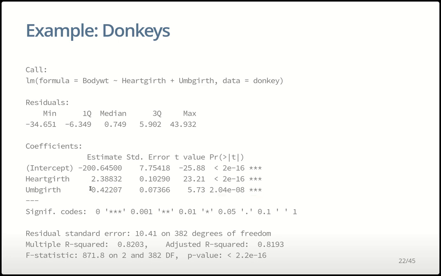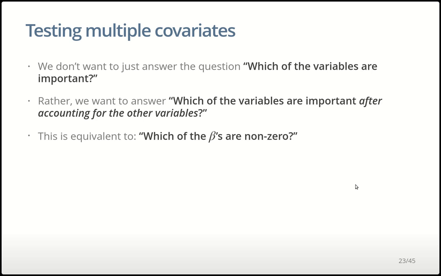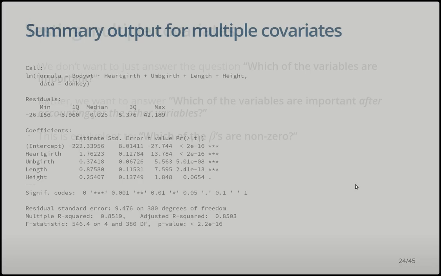So when we look at the estimate for umbilical girth and its standard error, you'd expect 95% of the time for the umbilical girth to be within the range 0.42 plus or minus twice 0.07. So that's 0.42 plus or minus 0.14, which is 0.28 up to 0.56, right? Both of those numbers don't include 0, and similarly the p-value is really tiny. So we'd be concluding that umbilical girth does in fact tell us something.